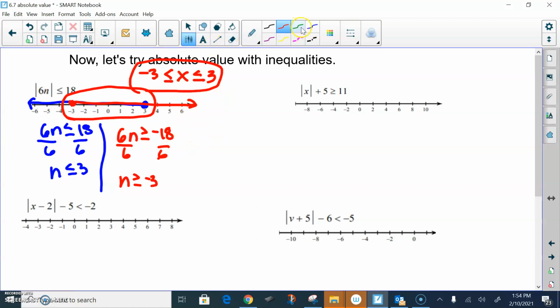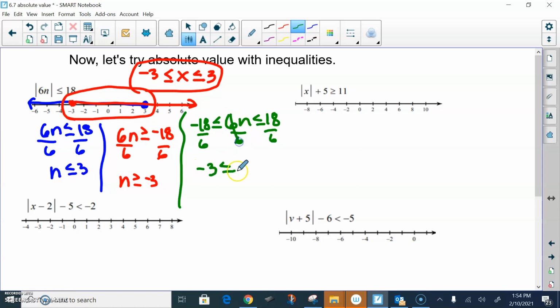Let me show you one real quick way, an easier way to do that. As soon as you see this, you can write it that way. And do you remember those inequalities that have the 2 signs? We can do that too and just write it like that. You can split it into 2, which is fine, or just put the negative here. And then remember, when you're dividing by 6, you divide everything by 6. So that gives you negative 3 is less than or equal to n is less than or equal to 3. And we're back to where our last answer was.